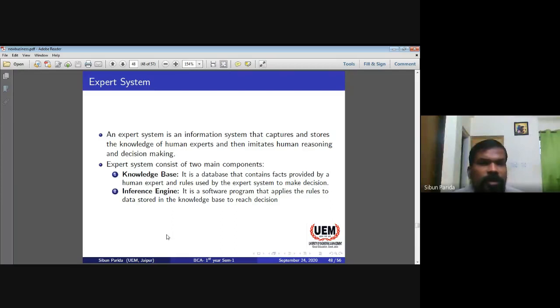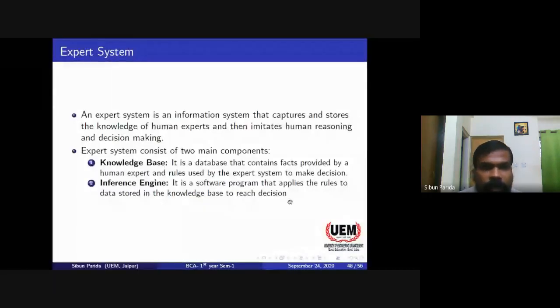So an expert system is an information system that captures and stores the knowledge of human experts and then imitates human reasoning and decision making. That means you should have some decision-making capabilities, based upon the reasoning from the humans. You should have the ability to take the decision. That's why you are called an expert.